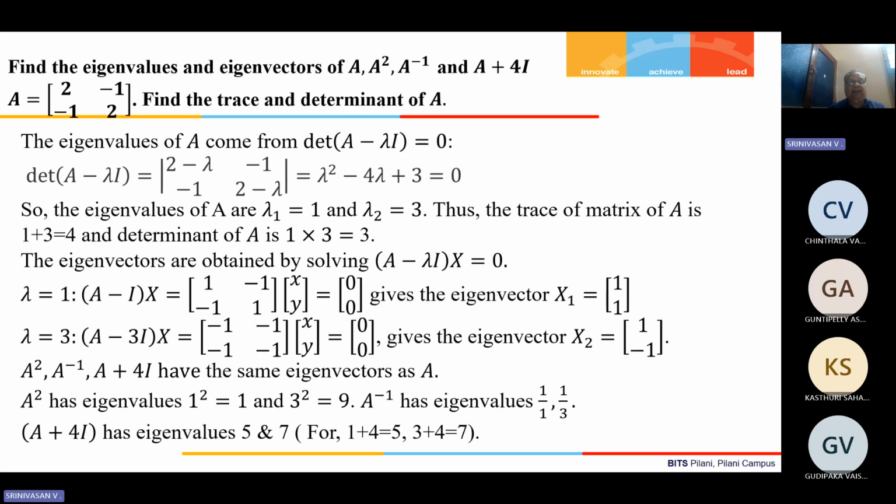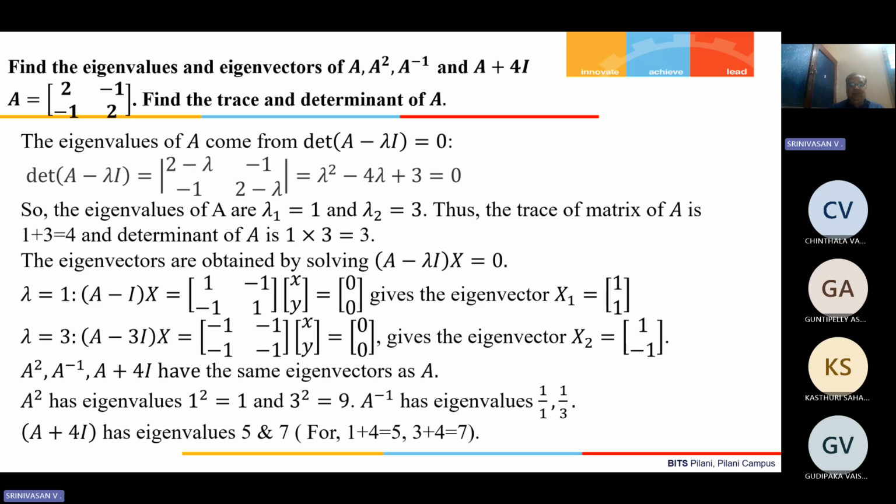Now we will find the corresponding eigenvectors for lambda equal to 1 and lambda equal to 3. When lambda equals 1, it is the matrix 2 minus 1, minus 1, minus 1, 2 minus 1, multiplied by x1, x2, equal to 0, 0. You can simplify, and the eigenvector is 1, 1. For lambda equal to 3, we get the other eigenvector, 1, minus 1.